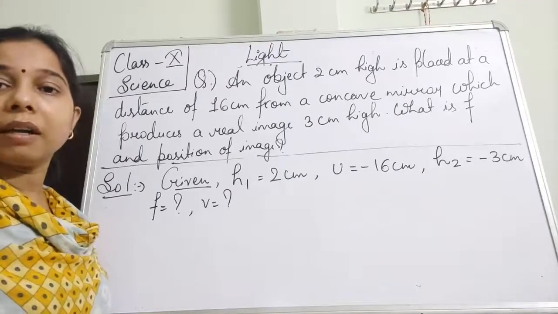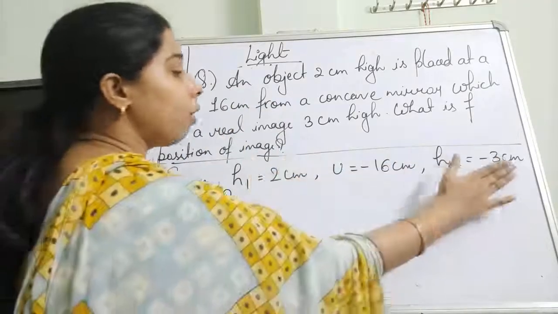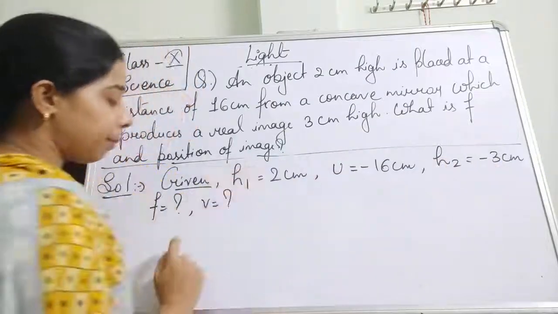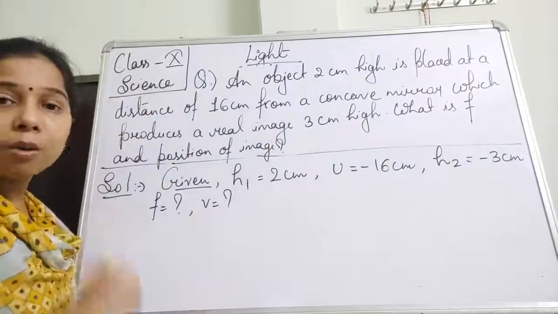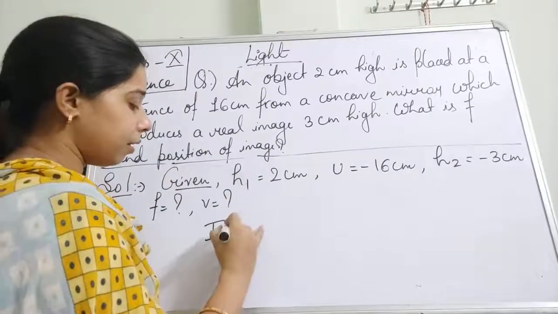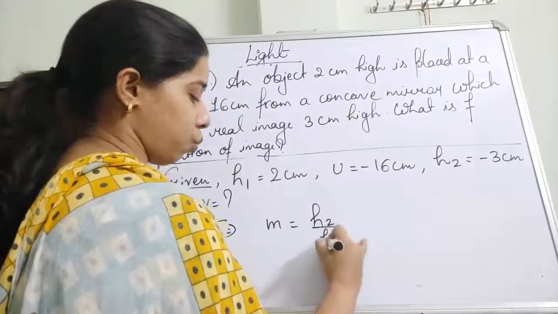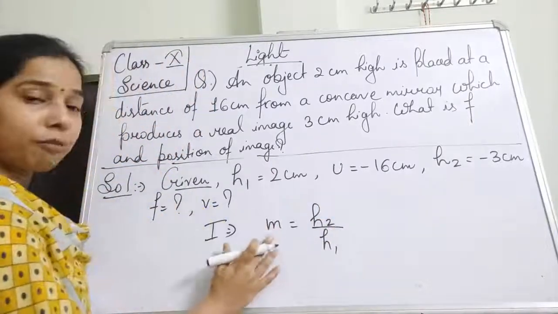Then only we are able to calculate the focal length. So, first of all, we know that with the help of these three quantities, we are able to get the value of v. How? You can use any of the methods, students. The first method is m is equal to h2 upon h1. By this, you will get the value of magnification.